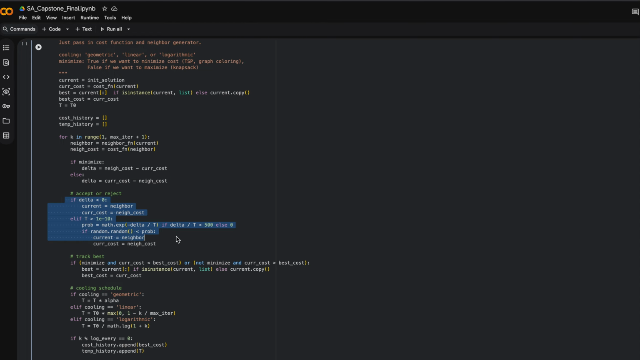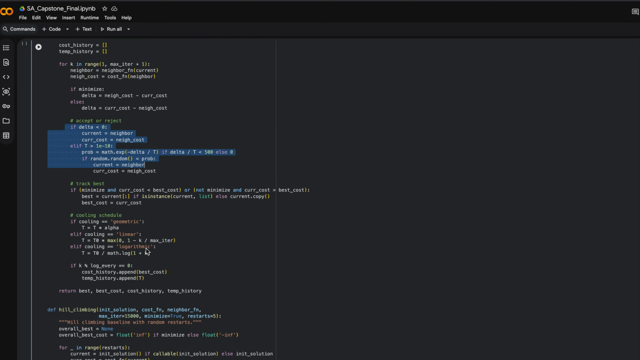Say delta is 10 and T is 1000, that's exp(-0.01), probability 0.99, almost certain. T equals 10, exp(-1), probability 0.37. T reaches 0.1, exp(-100), basically 0. Temperature directly controls how adventurous the search is.